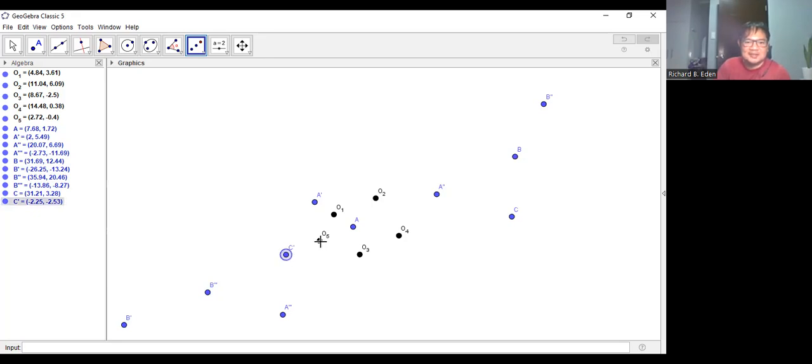Tingnan natin ng next. Ayan o, look here. A and C double prime. Pareho. Impossible. But hey, okay. Galing. But here we are anyway.